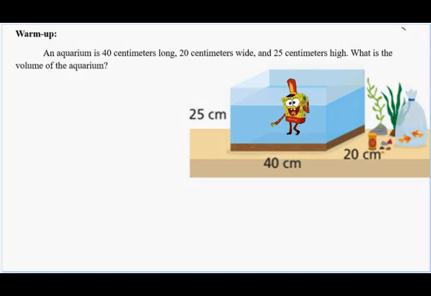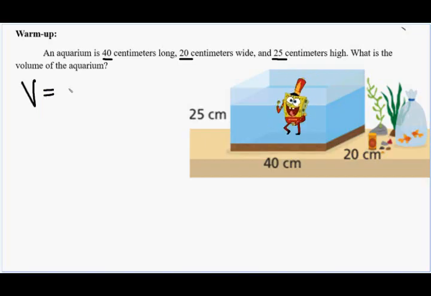Welcome to Geometry. In this video, we're going to look at Chapter 19, Section 2, and it covers the volume of pyramids and cones. And as always, we start with a warm-up. An aquarium is 40 centimeters long, 20 centimeters wide, 25 high. What is the volume of the aquarium?